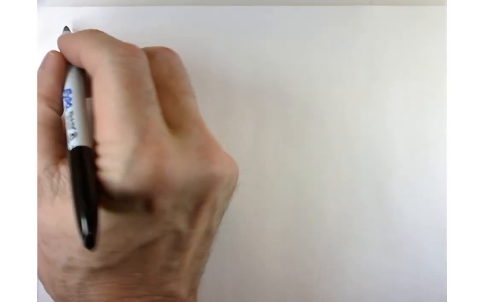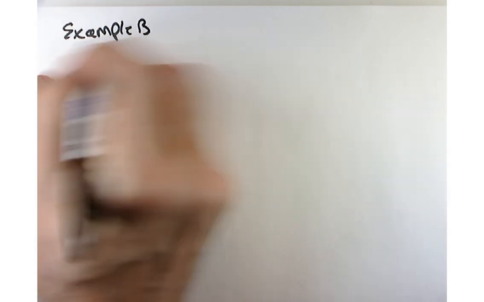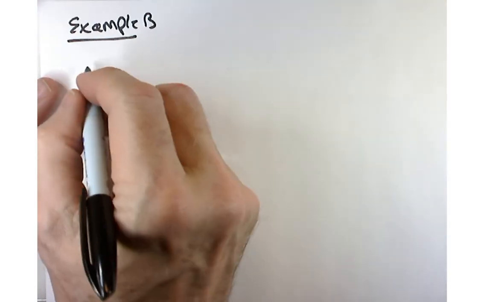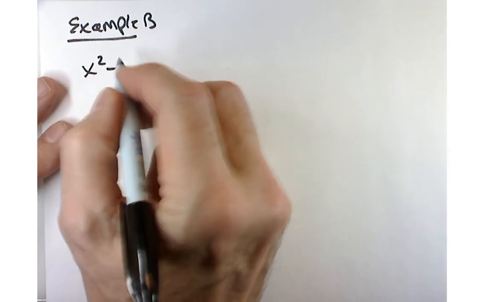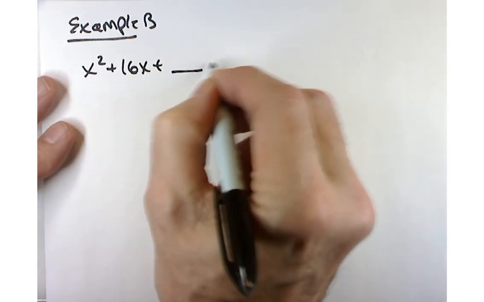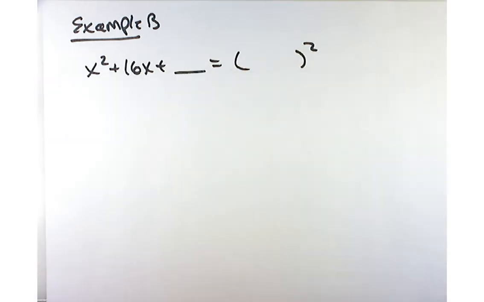Let's start out with this. We'll call this example B, and I'll do a lot of different parts for example B. Start out with x squared plus 16x plus something equals something squared. So we've got to come up with those two somethings. Fill in the two blanks.